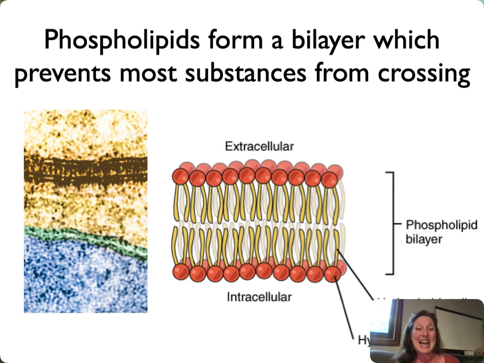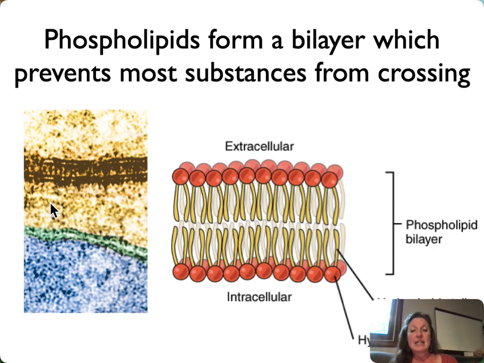The things that can get through are teeny tiny, like oxygen and carbon dioxide, or they are lipid loving, like estrogen and testosterone. Those can pass right through. The fatty acid tails don't bother them the least bit.